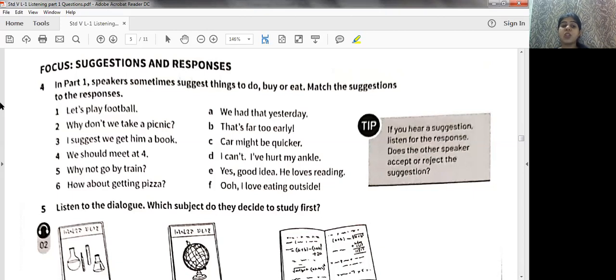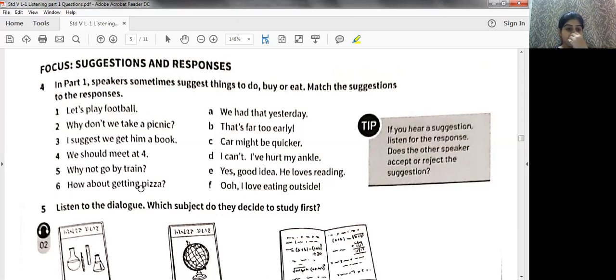Now students, you have to match the suggestions with the responses. You're not going to draw a line, students. Just beside over here, you will write the correct alphabet, that is A, B, C or D, as we will be discussing now. So let us begin. Let's play football. Okay. So which response is matching? Go through the options. I'm not going to directly tell you. It is E. Sorry students. It is D. I can't. I have hurt my ankle.